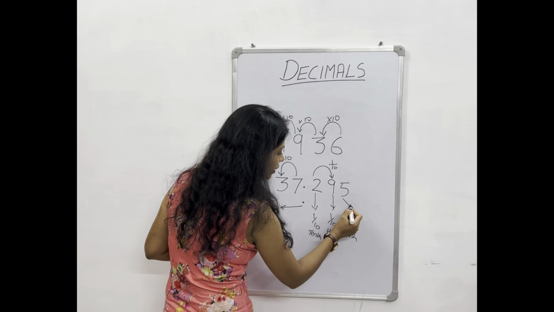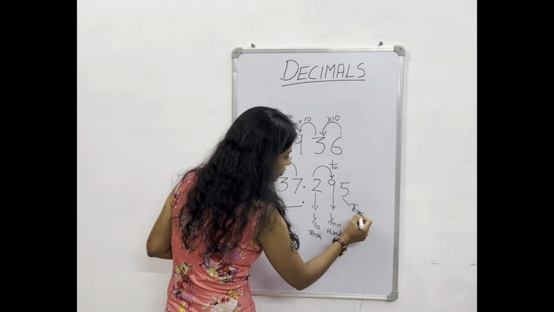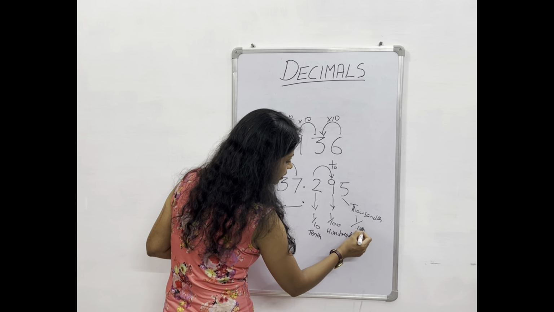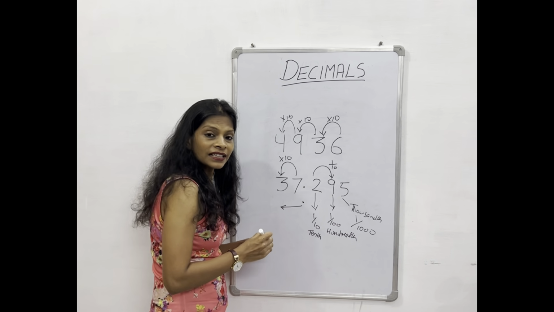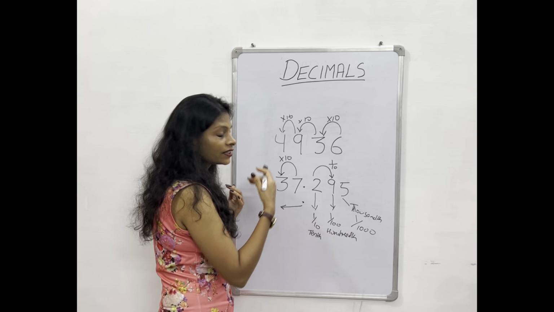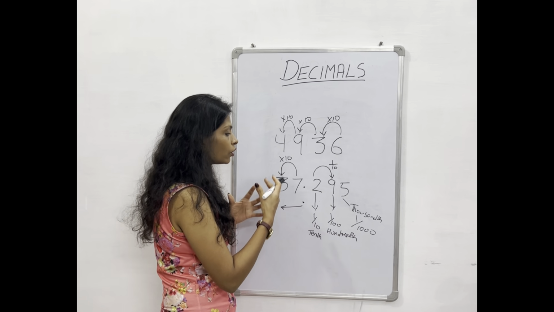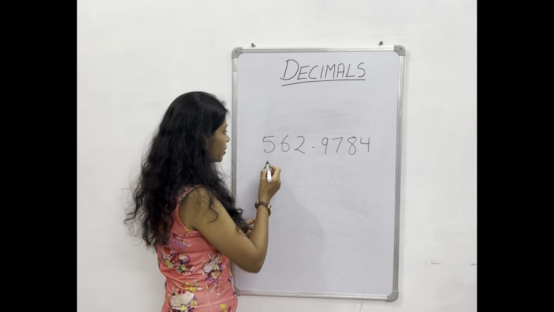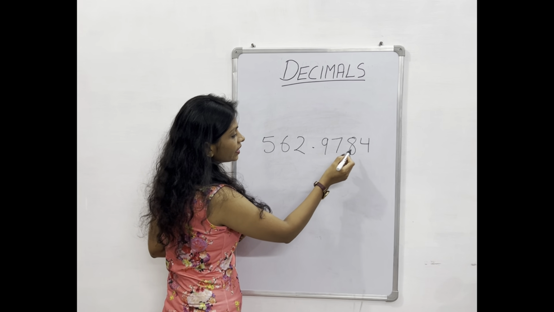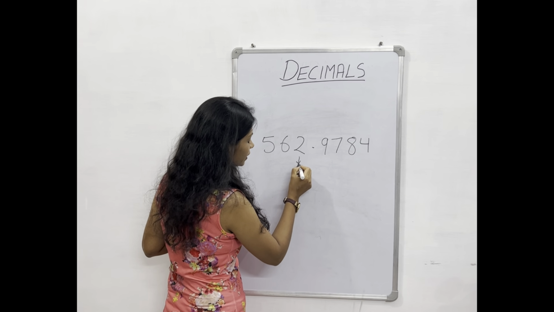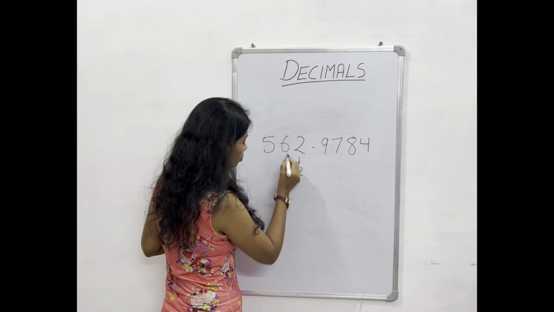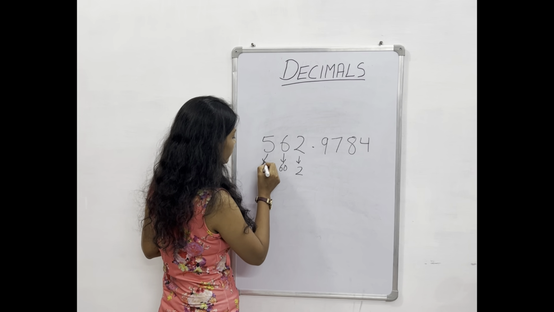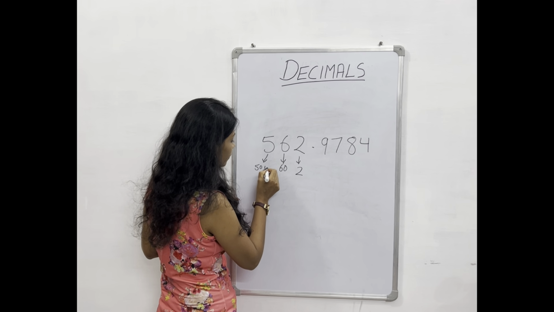The place value of 5 here is thousandths, also represented as 1/1000. So as I go from the left-hand side towards the right-hand side, the place value of the decimal decreases by 10 times. Let's say I have the number 562.9784. The place value of 2 here is ones, and the value of 2 is 2. The place value of 6 is tens, and the value of 6 is 60. The place value of 5 is hundreds, and the value of 5 here is 500.